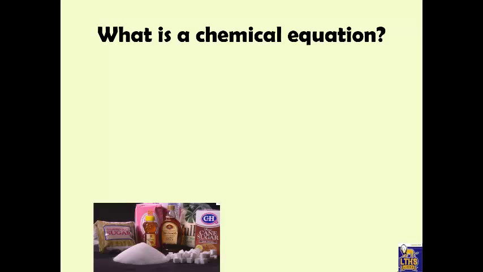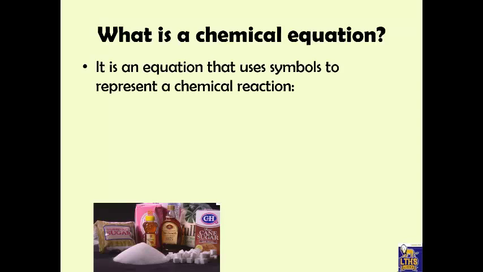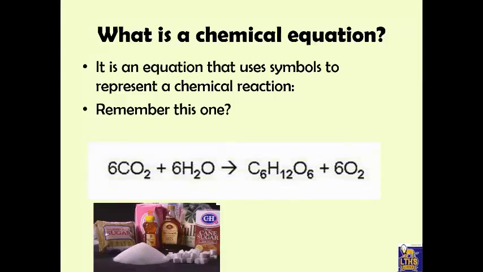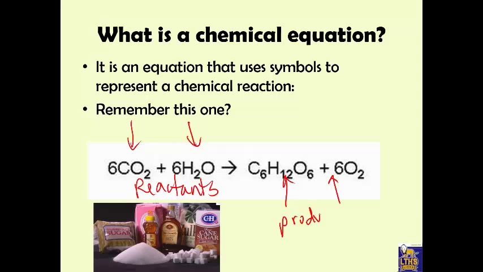Okay. So, what's a chemical equation? It's an equation that uses symbols to represent a chemical reaction. Hey, look at that sugar. What does your body make? It makes sugar during cellular respiration. Okay. So here are the reactants. Here are the products. So chemical change changes reactants into products, and these have totally new identities.